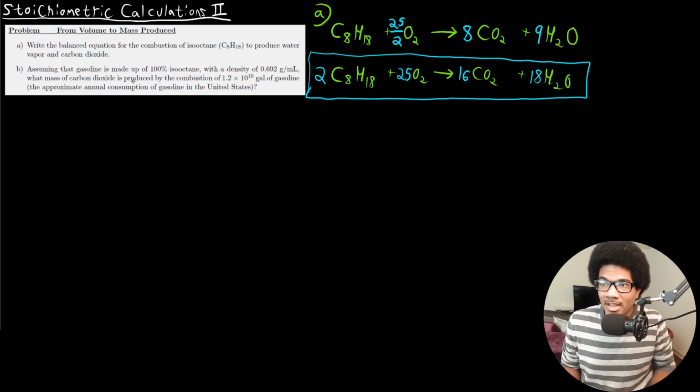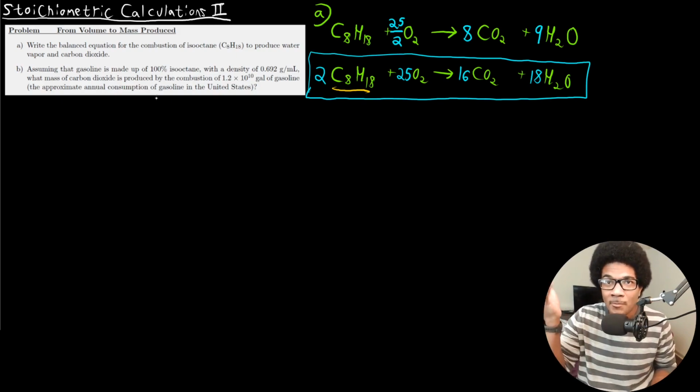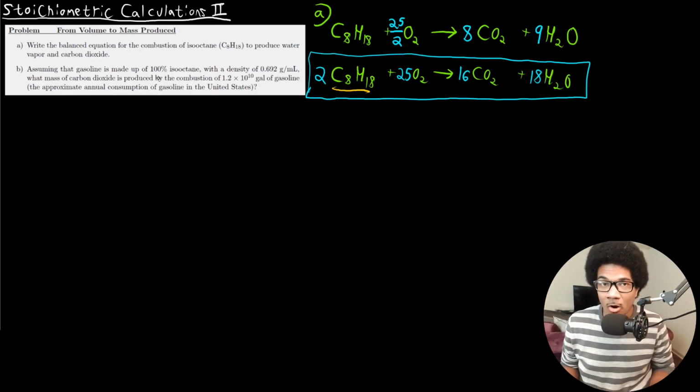It says, assuming that gasoline is made up of 100% isooctane, right? So 100% this compound, with a density of 0.692 grams per milliliter, what mass of carbon dioxide is produced by the combustion of 1.2 times 10 to the 10 gallons of gasoline, which is the approximate annual consumption of gasoline in the United States, right? So basically we're asking how much CO2 is going to be put up in the air as carbon dioxide gas based on the combustion of this volume of gasoline, right?